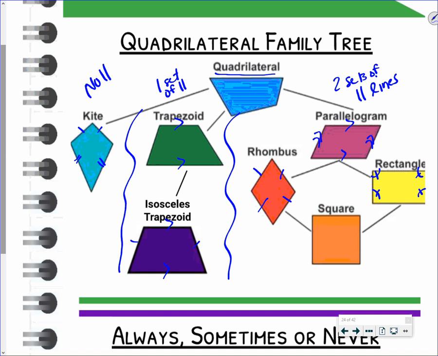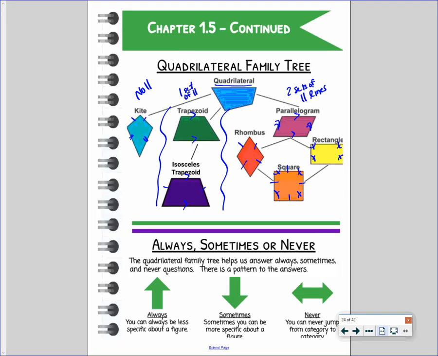Okay, then we combined, we took all the properties of the rhombus and all the properties of the rectangle, we put it all together and we got our 4 congruent sides, our 4 congruent angles, and 2 sets of parallel lines. All right, so this is how they're interrelated. Now, a lot of times people like to do always, sometimes, never with these problems. Okay, so I put a little guide here.